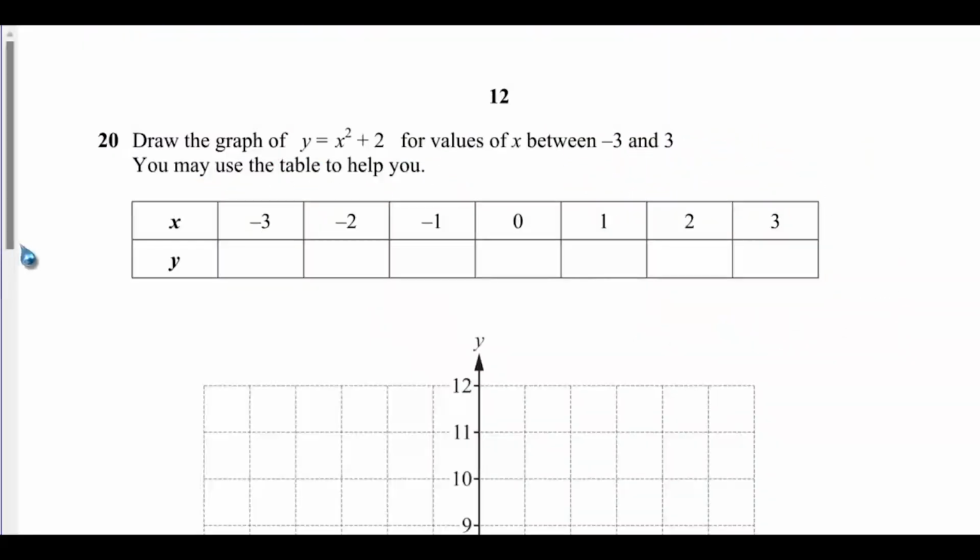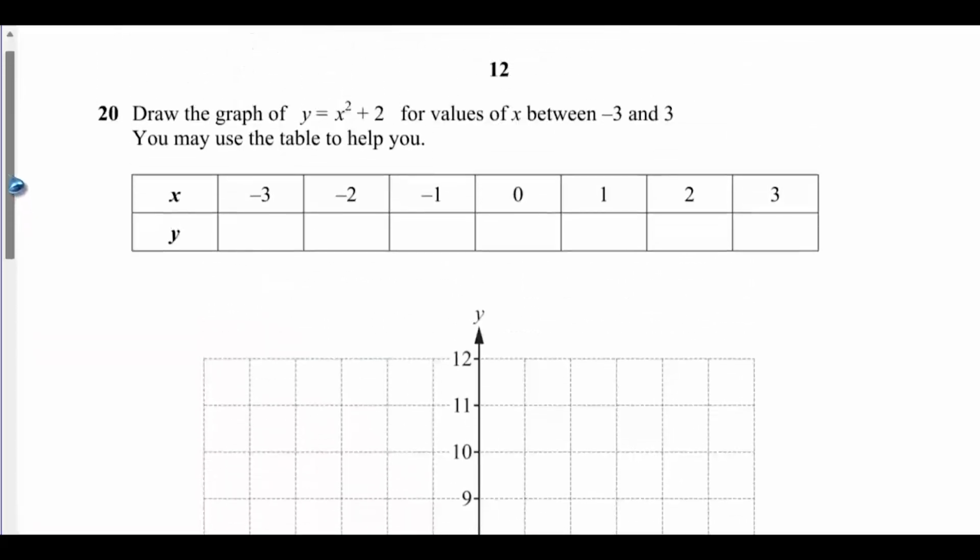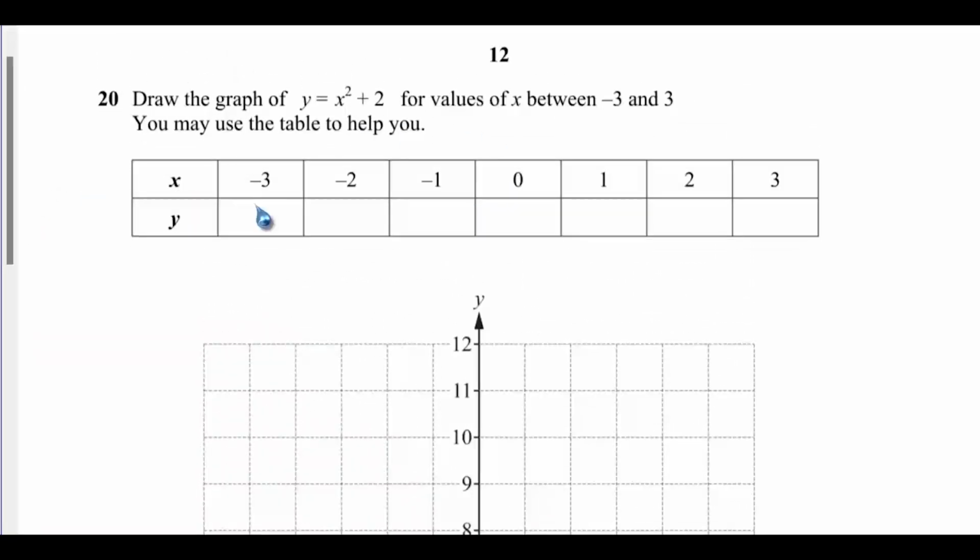That will be question 20. So we are asked to draw the graph of y equals x squared plus 2 for values of x between -3 and 3. So you may use the table to help you. Otherwise, you can just sketch it here. Since you have the tables here, you can compute the values of y, and that makes your graph easier. But if you are very good, you can just find some properties and that will be enough for you to sketch it here. Okay, so let's go with the tables here.